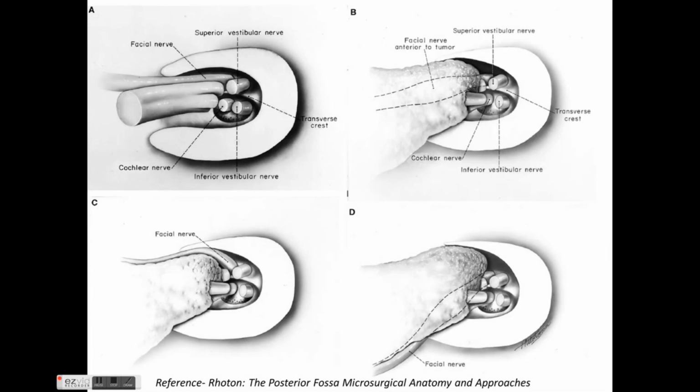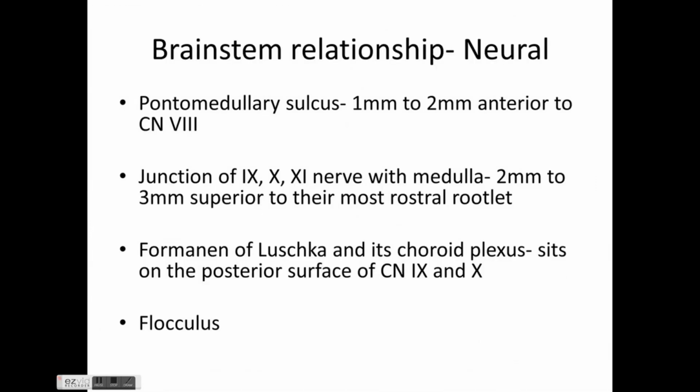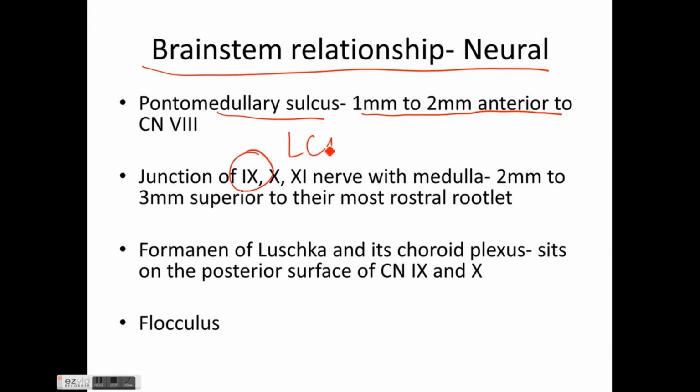Now coming to the brainstem relation of the facial nerve, it is again very important to identify the nerve, and in the brainstem one of the most important structures we have to see is the pontomedullary junction, and it is 1 to 2 mm anterior to the 8th nerve. We also have to look at the lower cranial nerve. It is a very important landmark and more easily seen than the pontomedullary sulcus. So the facial nerve is 2 to 3 mm superior to the most rostral rootlet of the glossopharyngeal nerve.